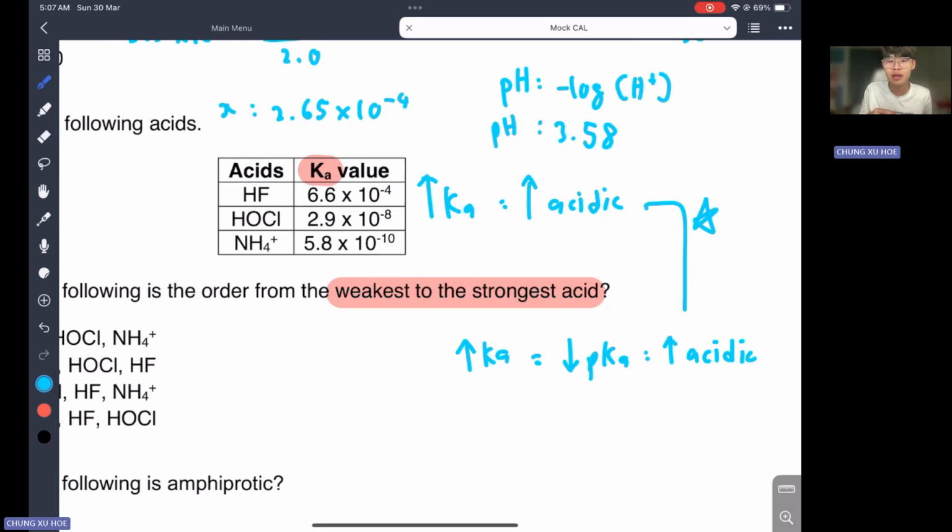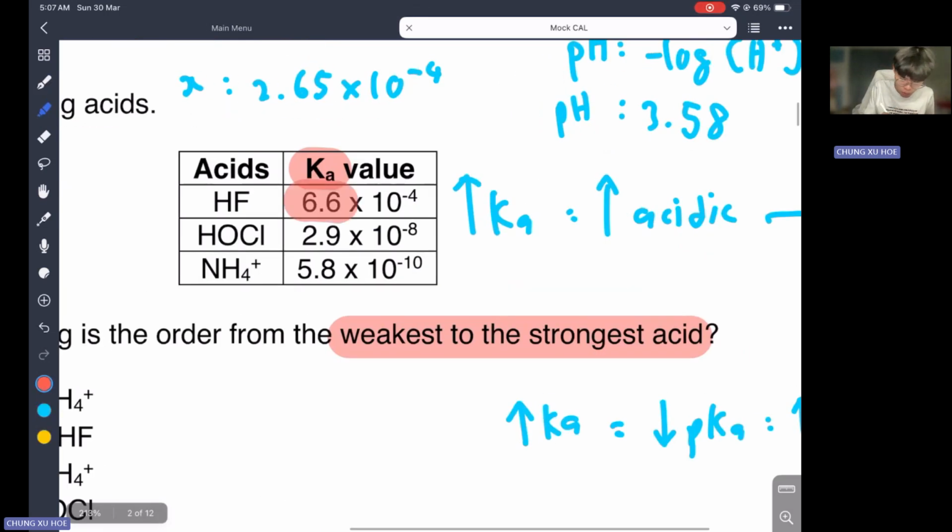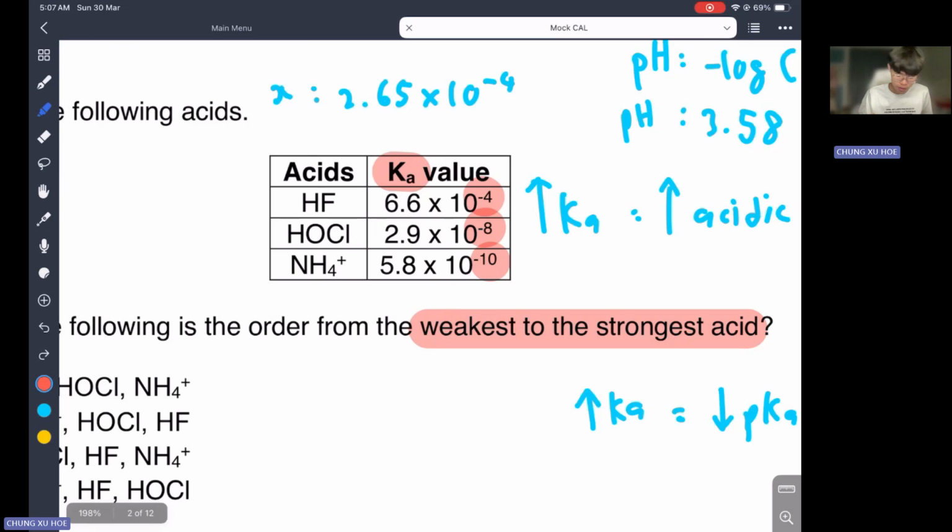It's very good because the higher the Ka, the more acidic, right? So don't look at the value here first. Look at the power, because the power already tells you. But if you get the same power, then you look at the value in front. So here, negative 10, of course, is the smallest one.